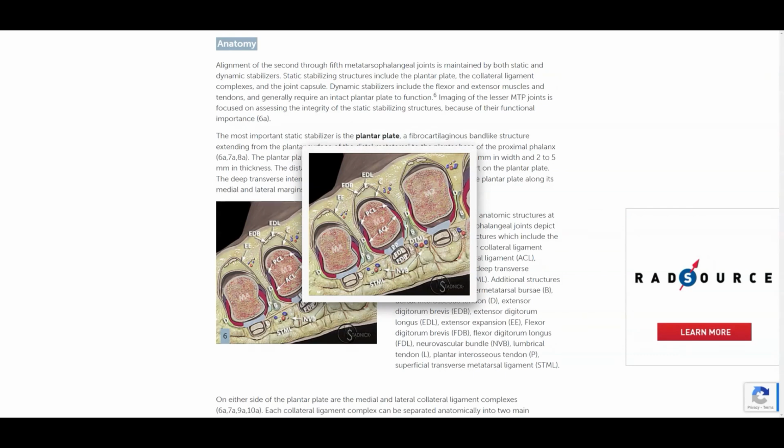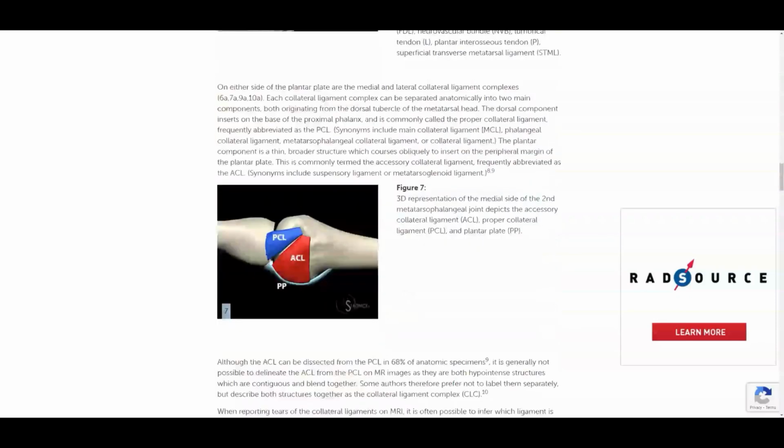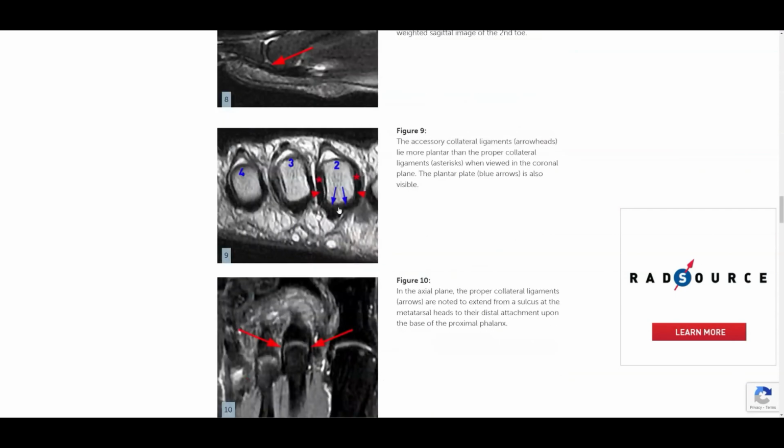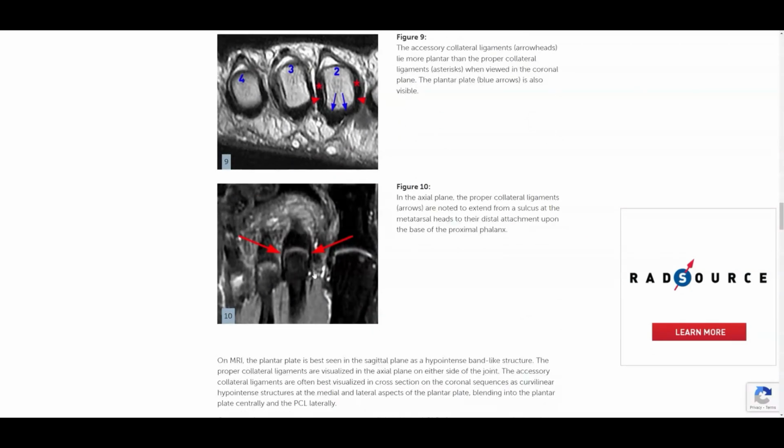These articles and illustrations help us understand some of the complex anatomy we are up against when we're trying to understand how the metatarsal ground reactive forces are affecting this entire complex. Generally speaking, after reviewing this, we're going to be looking for that U-shaped structure, looking at the flexor tendon, and again at the accessory and proper collateral ligaments.